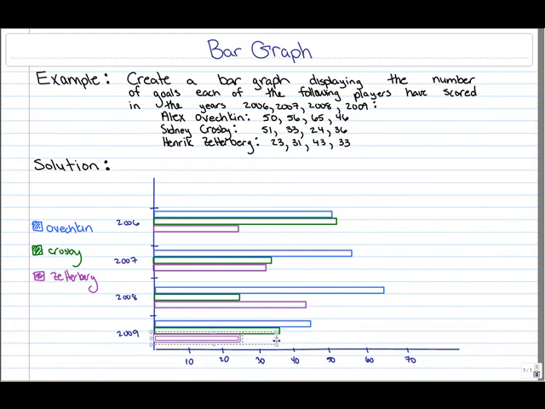So you can see that the bar graph allows us to easily visualize the amount of goals scored each year. And so for example, it's shown that in 2008, Ovechkin has scored the most amount of goals.